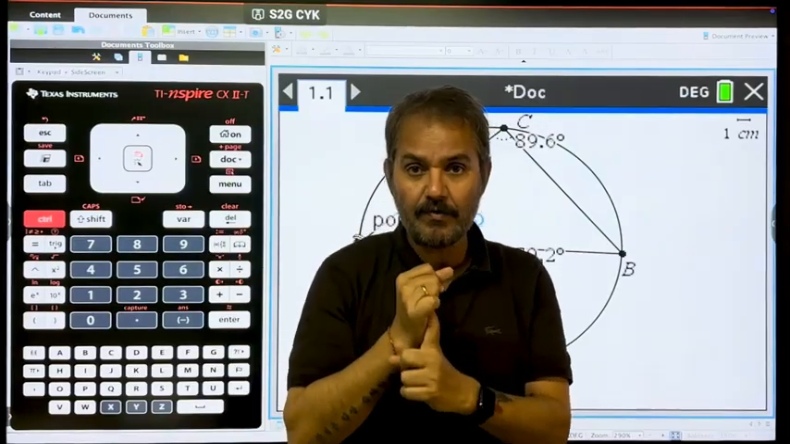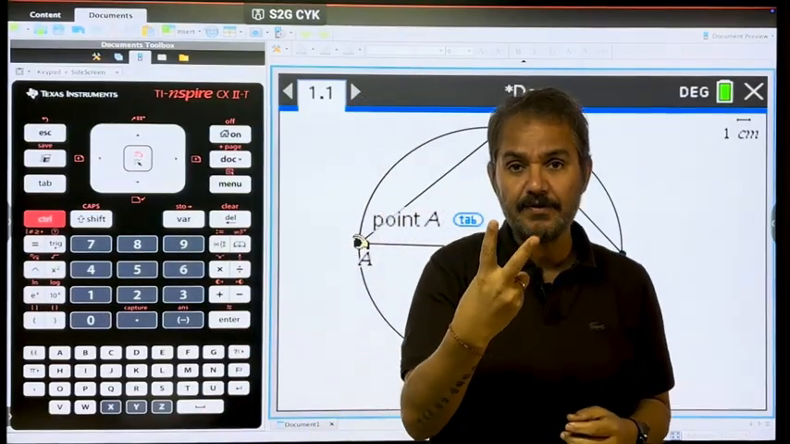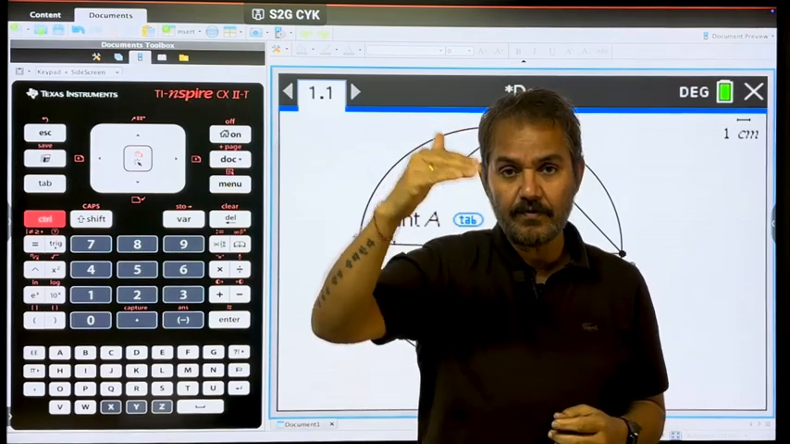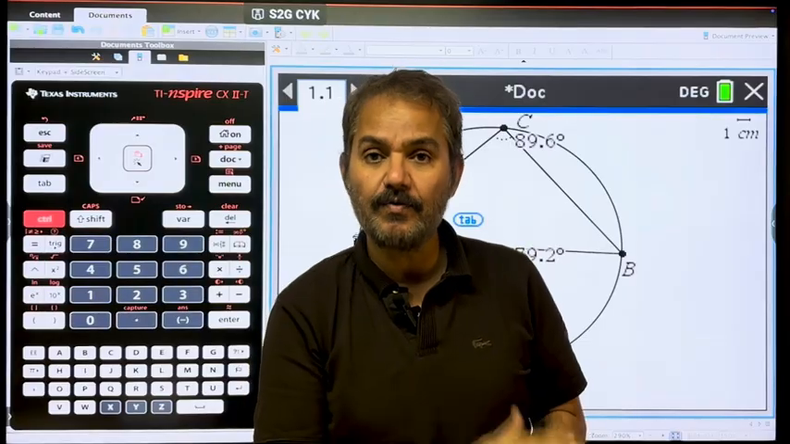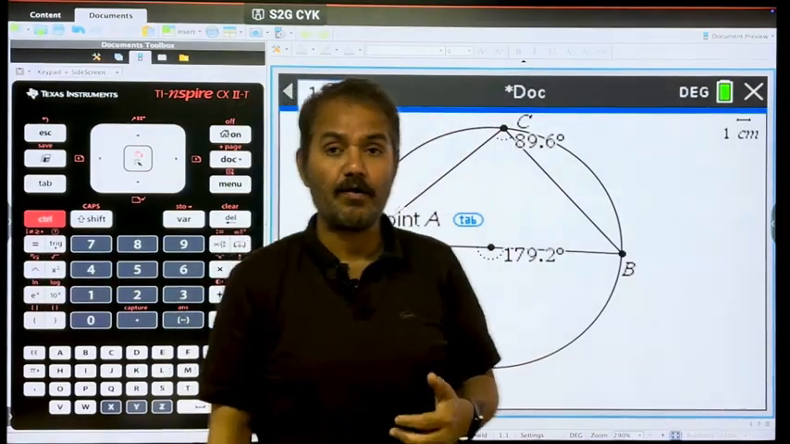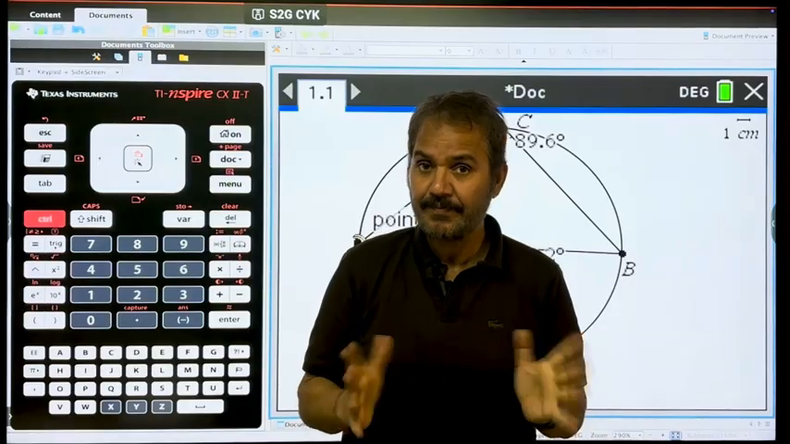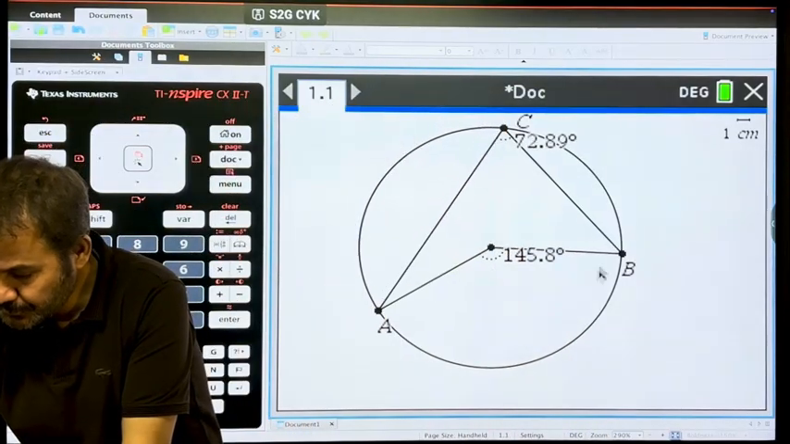So the first theorem was angle subtended at the center is 2 times the angle subtended at the circumference, or angle made at the center is 2 times the angle made at the circumference. Number 2, angles made in the semicircle are always 90 degrees, right? Moving on to our third theorem.